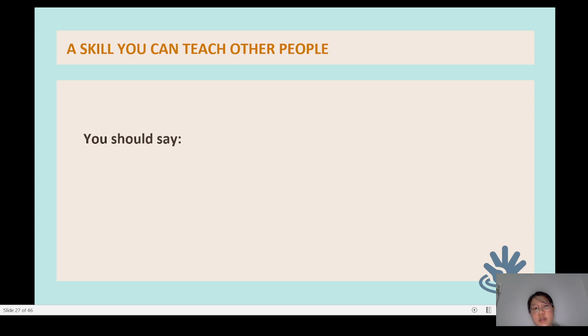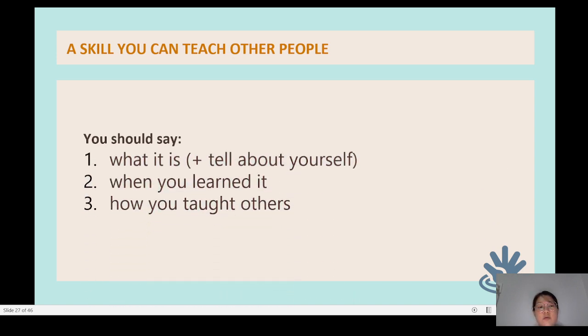In this kind of question, you should answer 4 questions below. The first one is what it is, and you can tell more information about yourself to expand your answer. The second is when you learned it, which means you should mention the year in which you learned the skill. The third one is how you taught others, which is merely the manner. And the last one is how you feel about the skill.